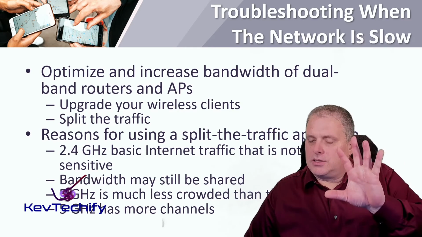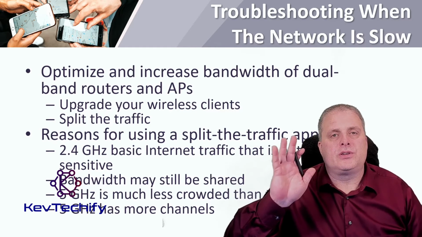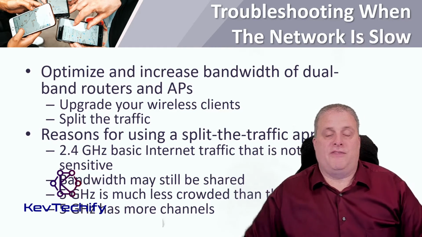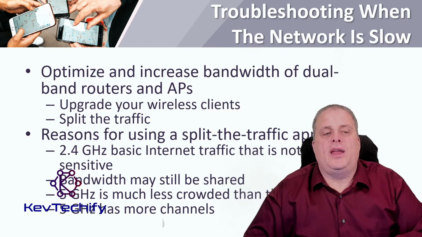And a lot of times, make sure you split your traffic. Make sure you have half of your users using 2.4 gigahertz and half your users using the 5 gigahertz. If everybody's on the 2.4, it's going to be slow. Why not use both of those radios?